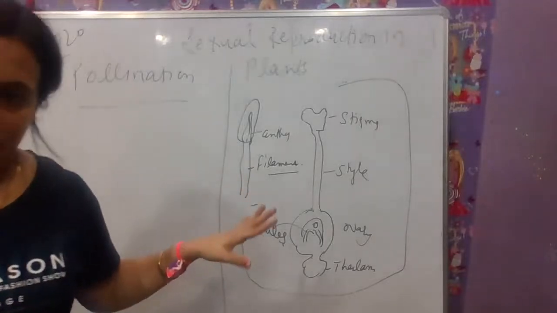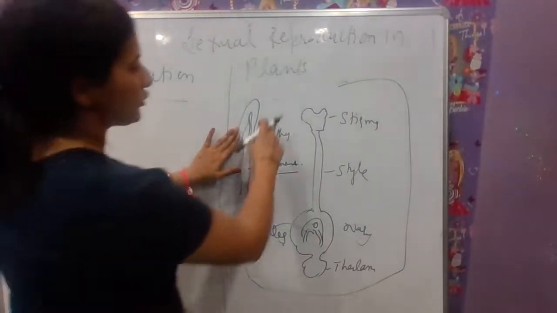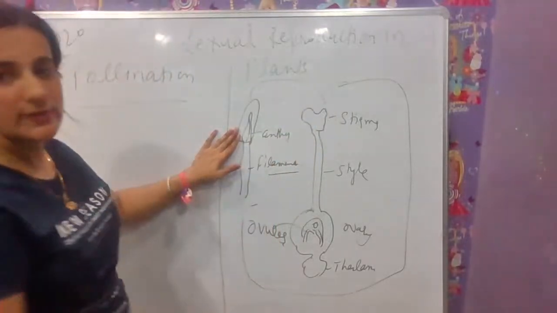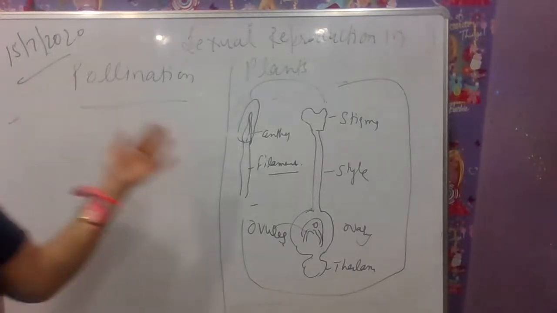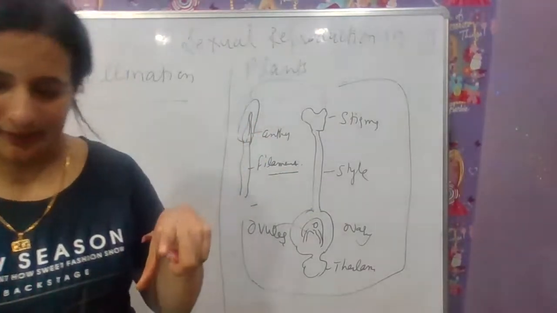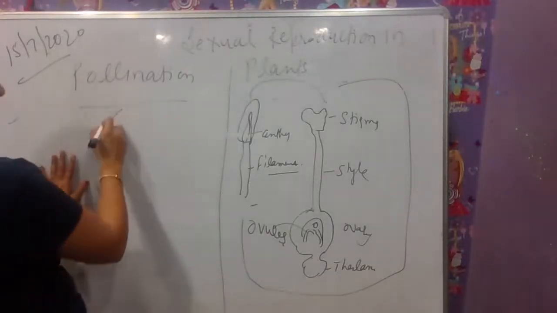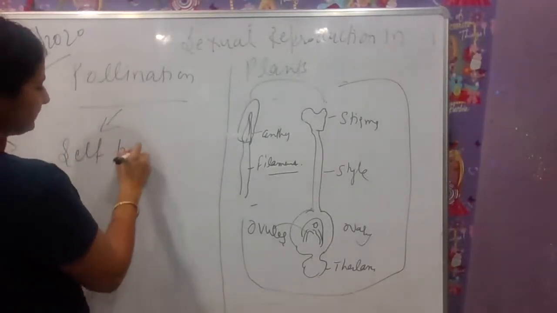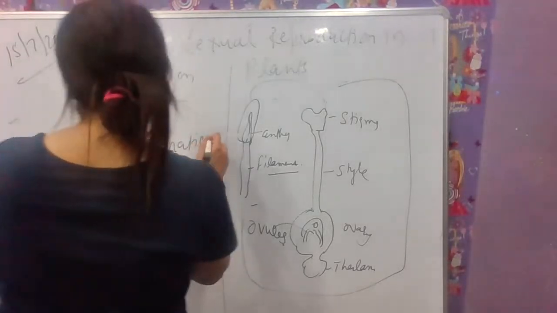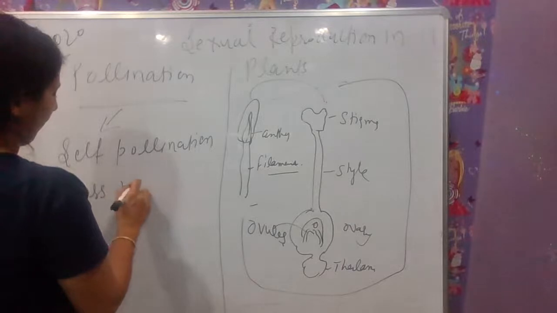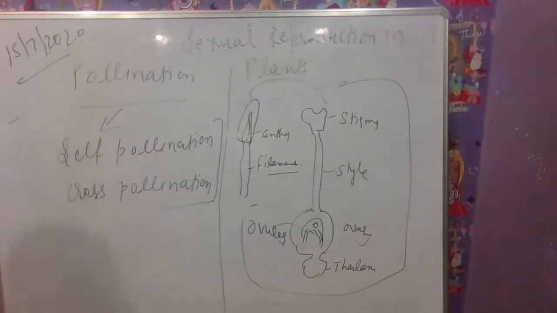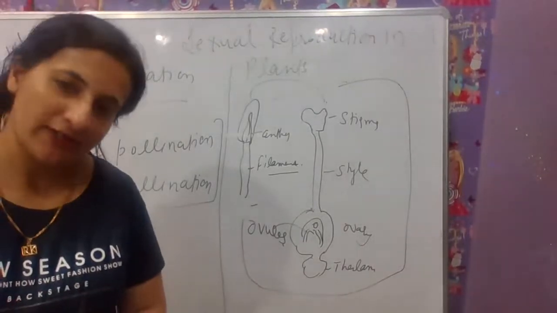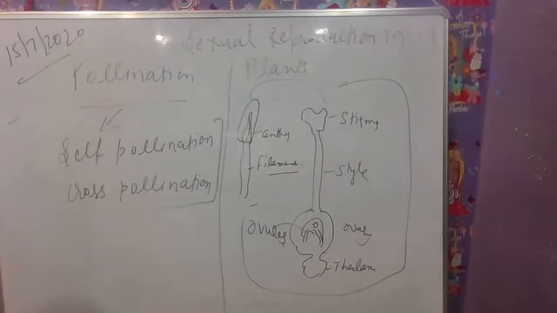Now come to pollination. Pollination is the transfer of pollen grain from the anther of a stamen to the stigma of a carpel. Okay? This is called pollination. Pollination transfers pollen grains from the male part to the female part. Now there are two types of pollination. One is self-pollination and the other is cross-pollination. First of all, we will discuss self-pollination.